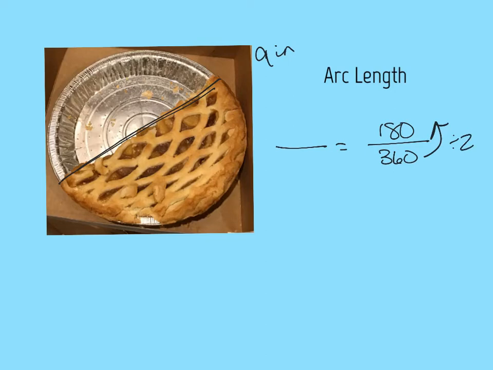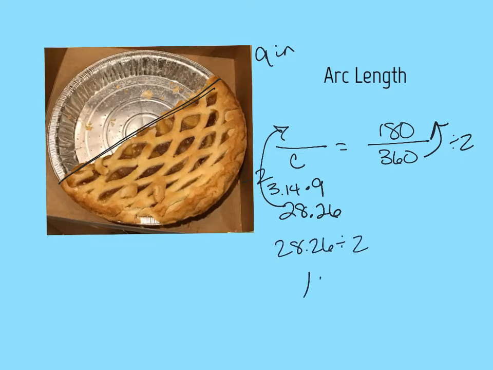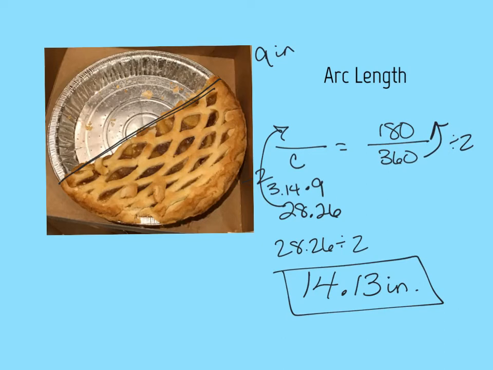To do arc length, I need the circumference down here, which is pi with our apple pie, times the diameter, which is 9, came to 28 and 26/100. In order to get arc length, I need to divide by 2. So when I did 28 and 26/100 divided by 2, I came up with an arc length of 14 and 13/100 inches, and there's my answer. So you kind of get the idea of what you are going to be doing.